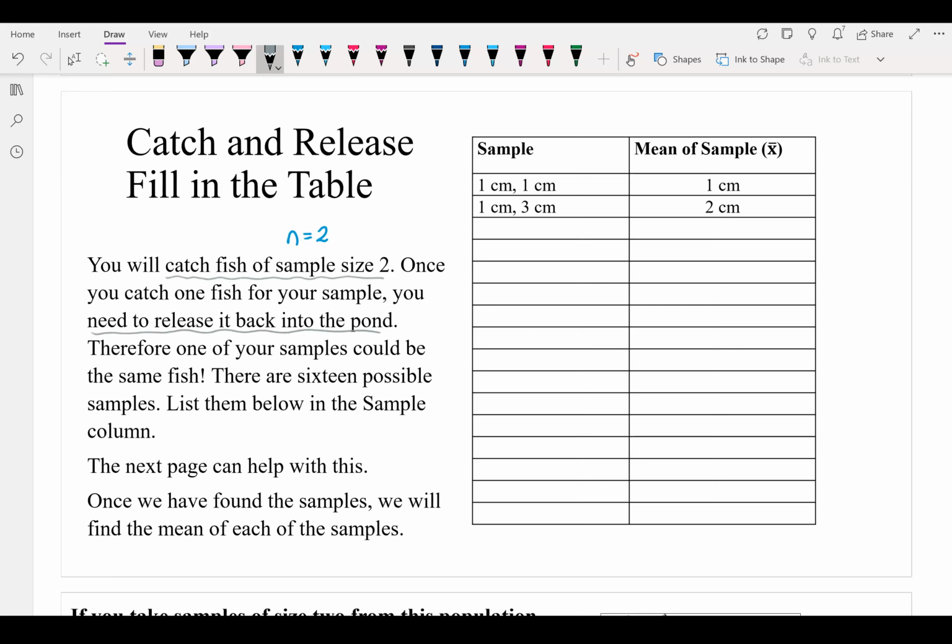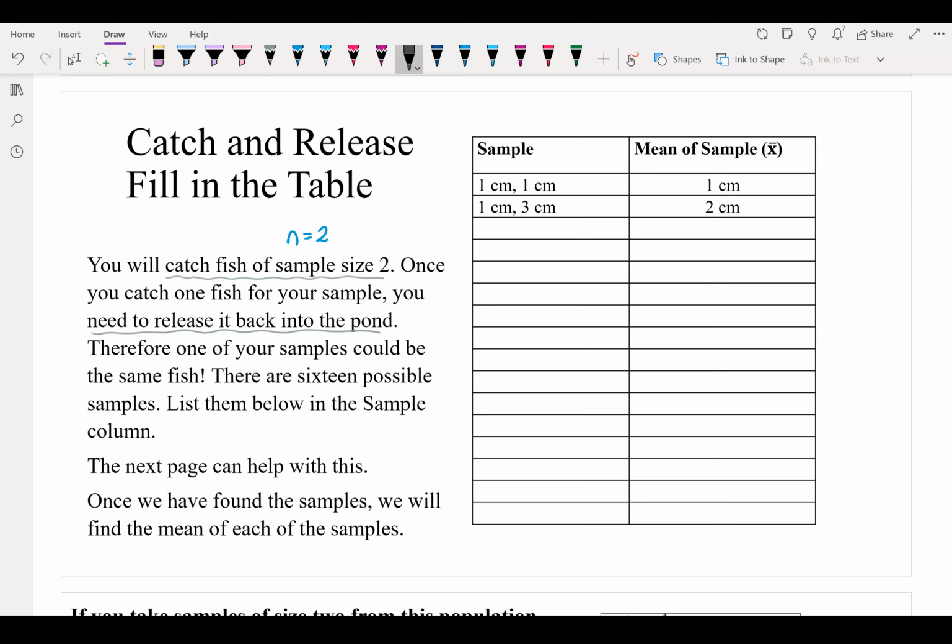Okay? So it says sample size 2. Once you catch 1 fish for your sample, you need to release it back into the pond. So in all of these samples that we get, we could end up getting the same fish over and over again, but that's no big deal. We're just going to imagine that we catch as many fish as we can, and we'll fill in this table with all the possibilities of catching these fish.